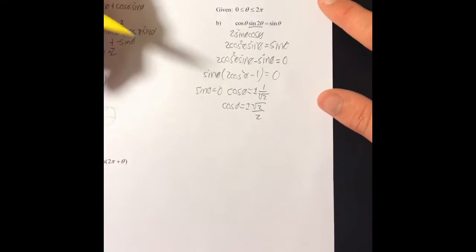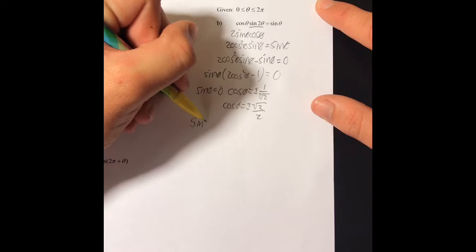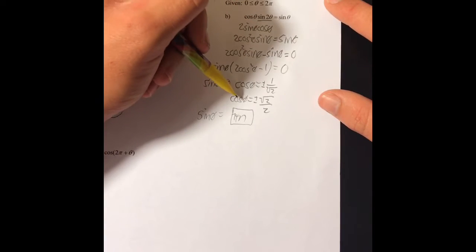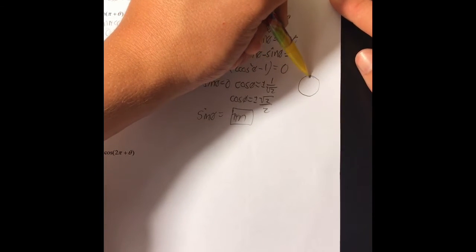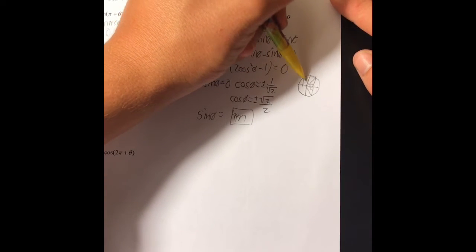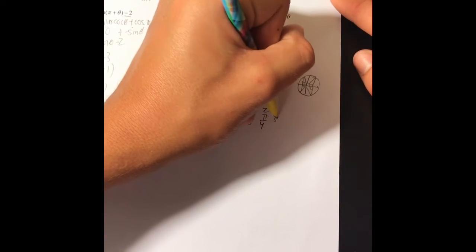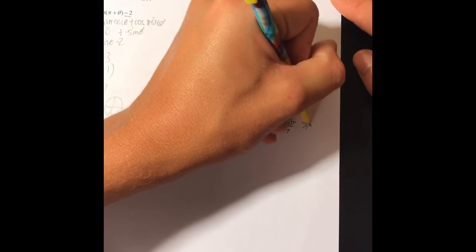Now keeping that in mind, we can see that sine equal to 0 is just pi n. That's one answer. And then for cosine equals positive or negative square root 2 over 2 on the circle, that's going to be all the pi over 4s because it's going to be right here, right here, right here, and right here. So you're going to get pi over 4, 3 pi over 4, 5 pi over 4, and 7 pi over 4.